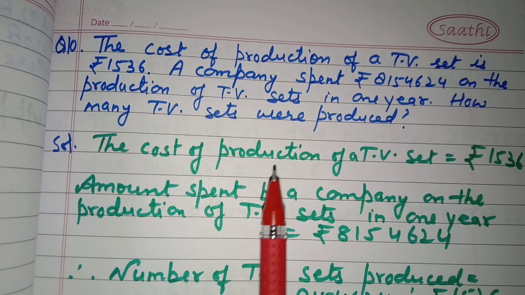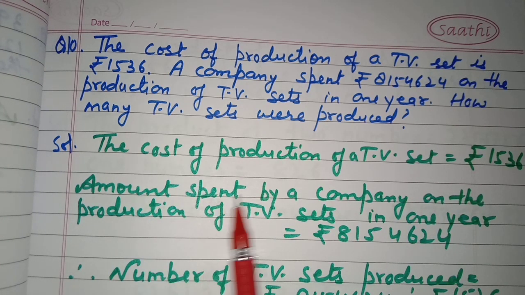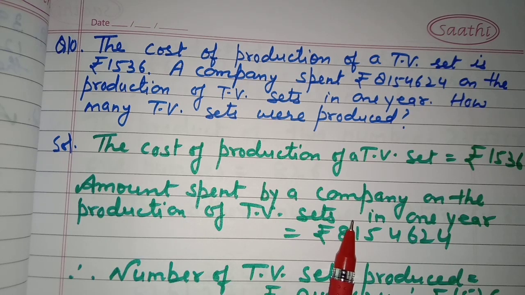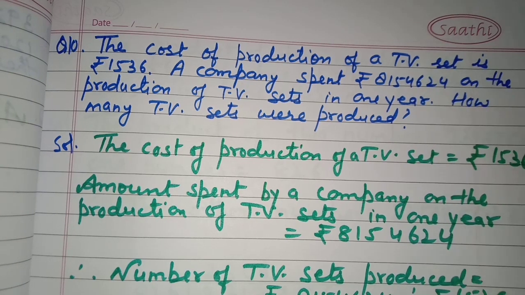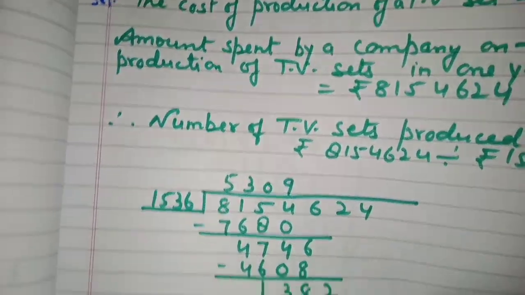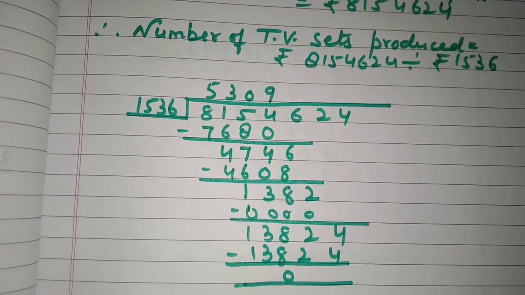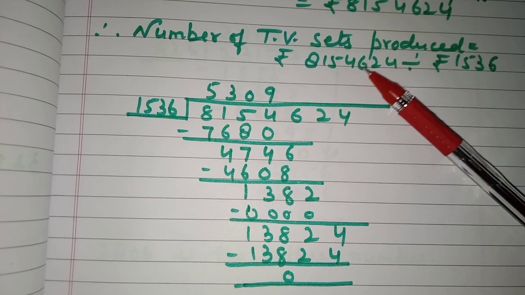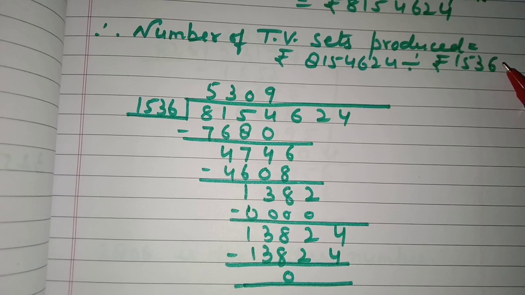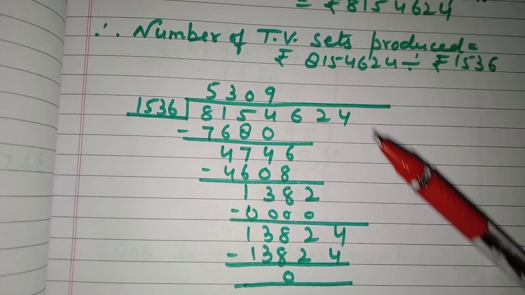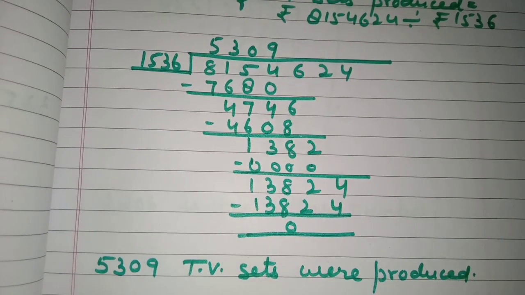So let's see. The cost of production of a TV set is rupees 1,536. Amount spent by a company on the production of TV sets in 1 year is rupees 81,54,624. Therefore, number of TV sets produced, how we can find that? By division. So we have to divide 81,54,624 rupees by 1,536 rupees. So after division we will get 5,309. It means how many TV sets were produced?